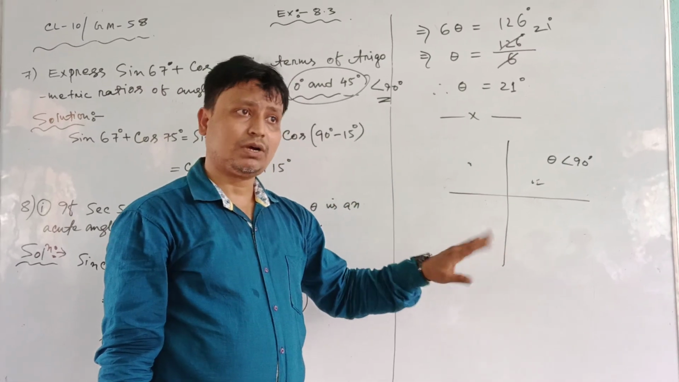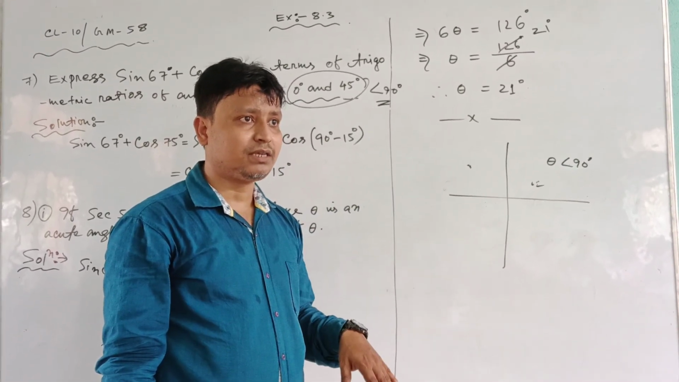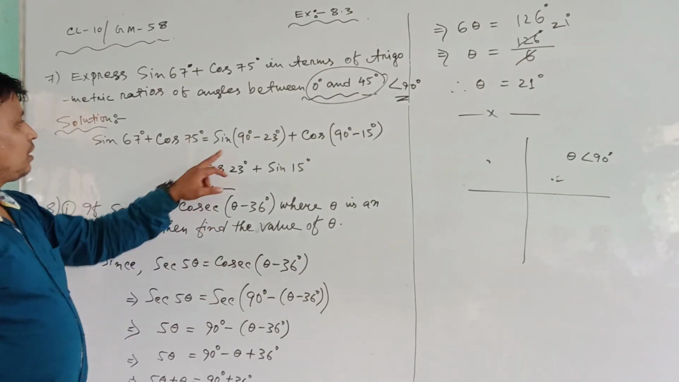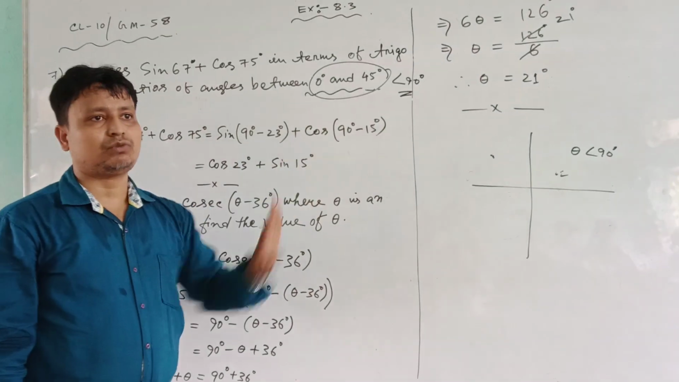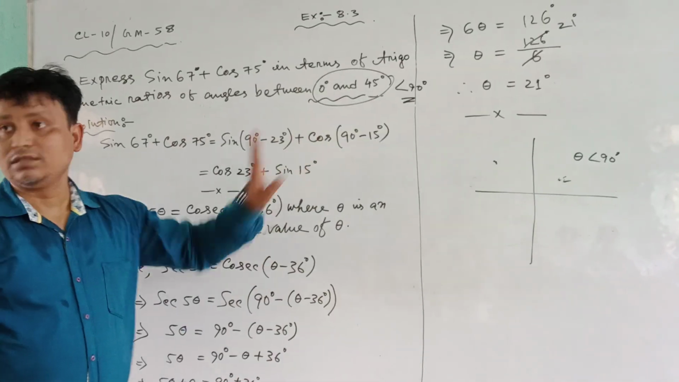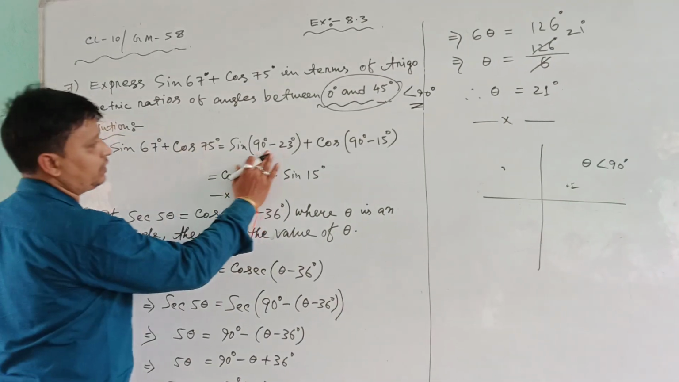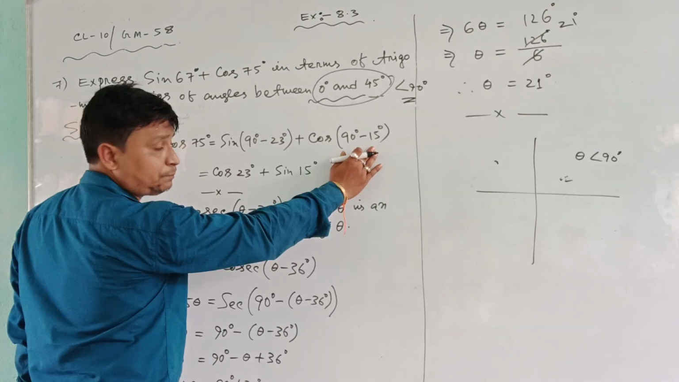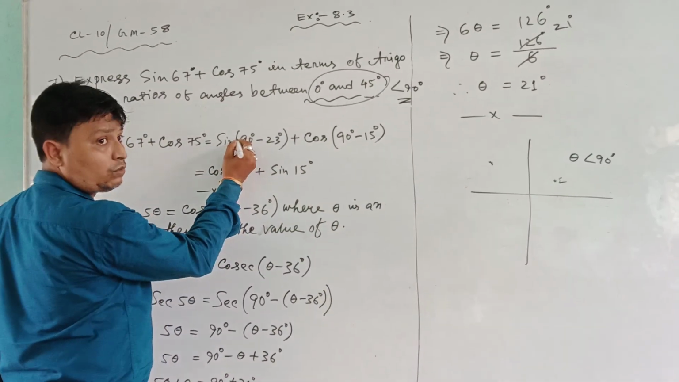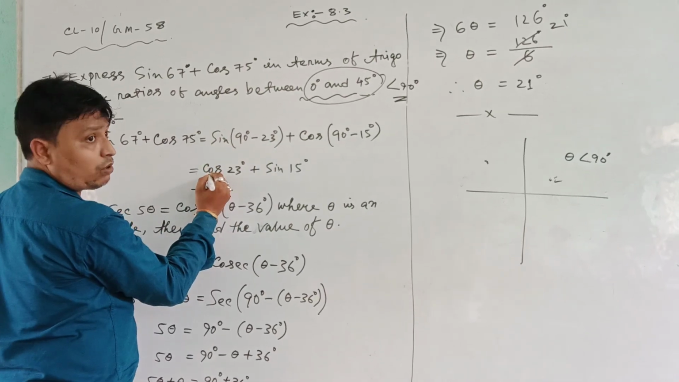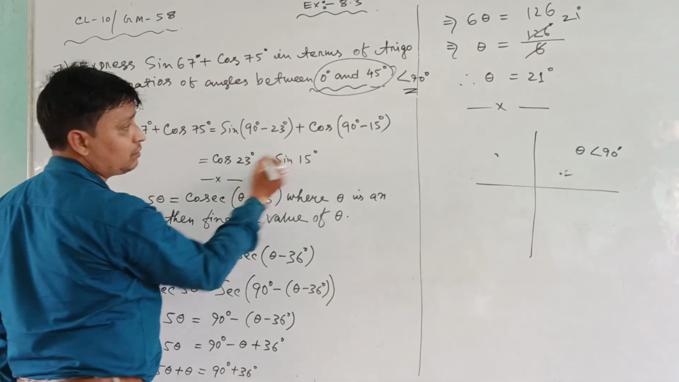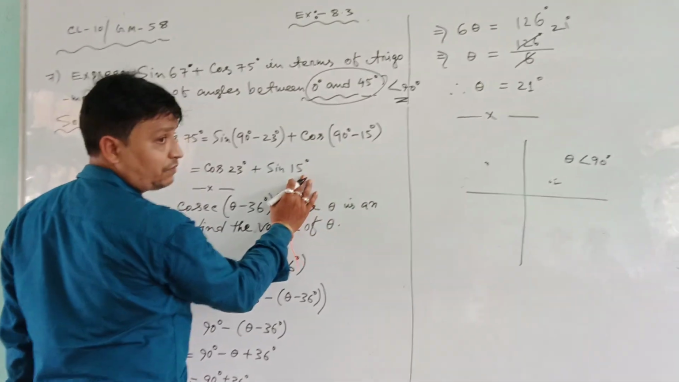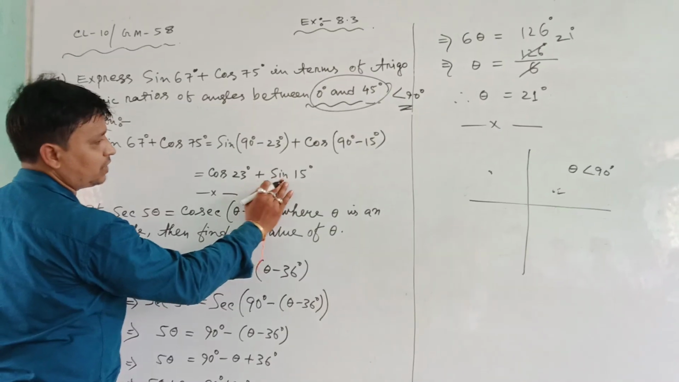So we can break in two ways: one is 360 plus theta and another one is 90 minus theta. Since it is less than 90, we have written it as 90 minus theta. So 67 equals 90 minus 23, and 75 equals 90 minus 15 degree. So 1 into 90, 1 is odd, sine changes into cos, then theta is 23 degree. 1 into 90, 1 is odd, cos changes into sine, then theta is 15 degree. So cos 23 plus sine 15 degree.